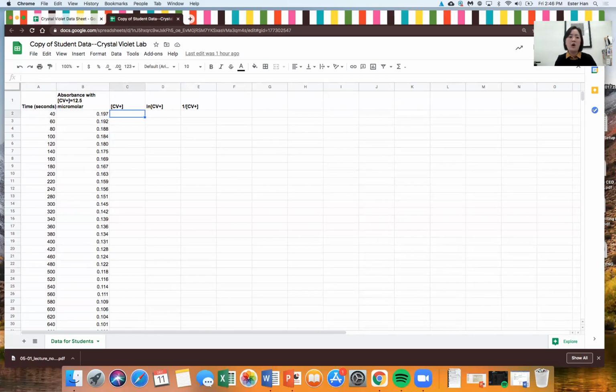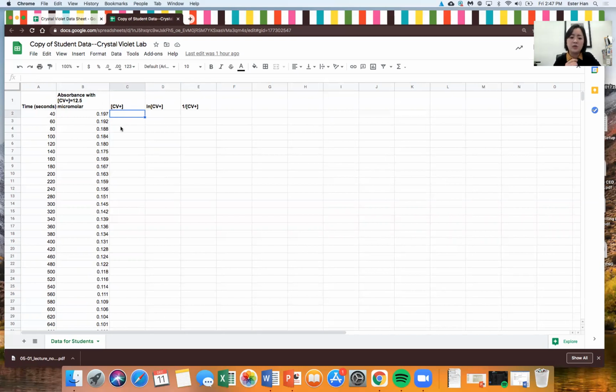So let me just walk you through the cells. If you're already pretty comfortable with this, you can just skip ahead and look at the portions that you need to. But to turn absorbance into crystal violet concentration, you want to utilize that equation you wrote out on your lab sheet, where you solve for the x using the equation of the calibration curve. Okay, so we have an equation like this.